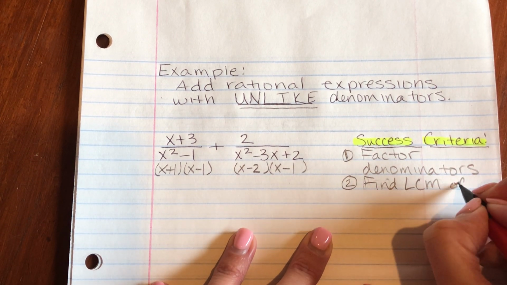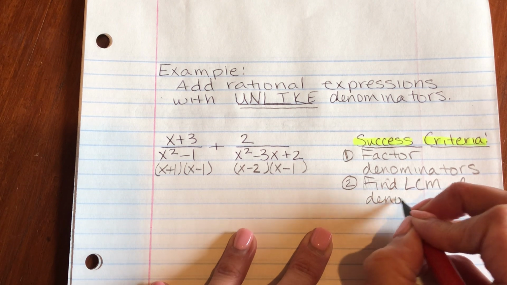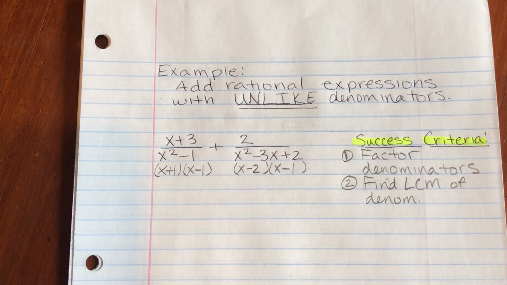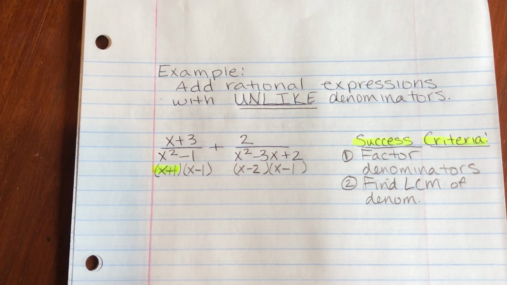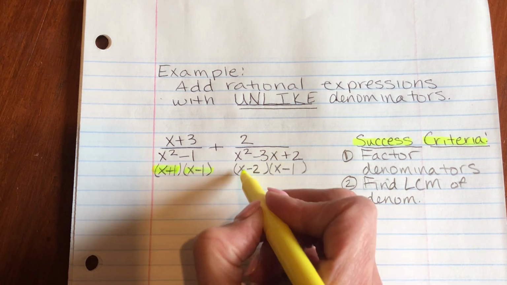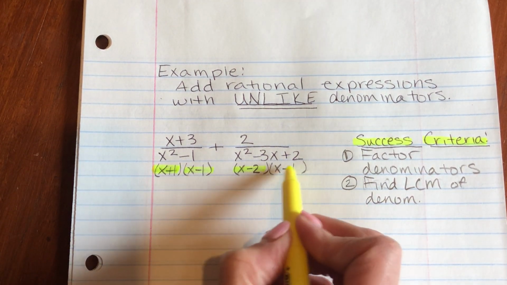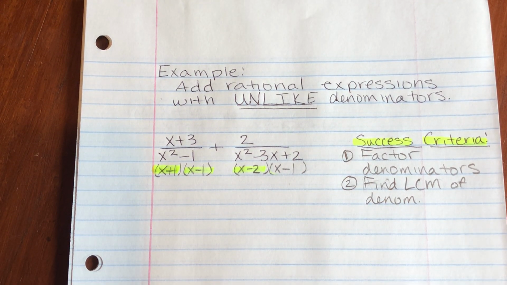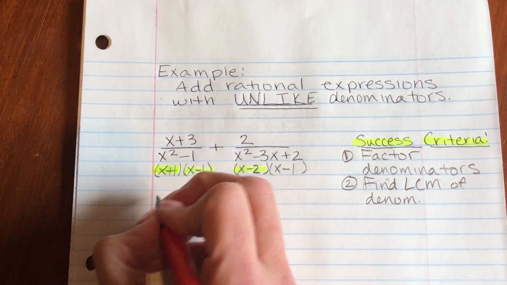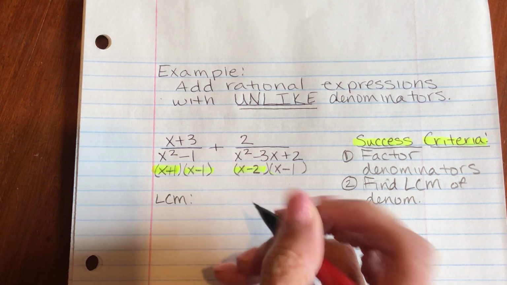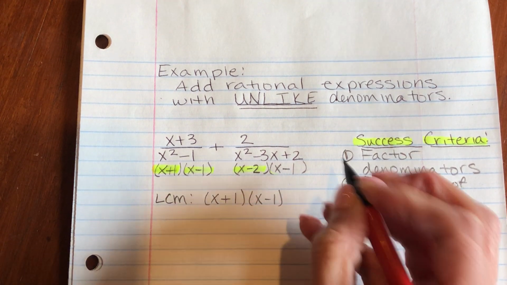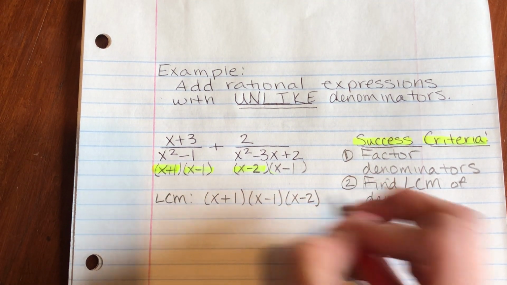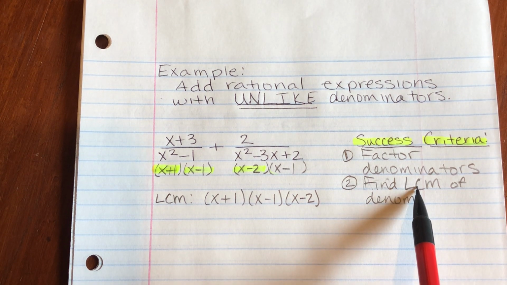Find the LCM of the denominators. All right, so let's do that. So x plus 1, x minus 1, x minus 2. That x minus 1 is a repeat, so we're not going to use that. Put it all together. The LCM is x plus 1, x minus 1, x minus 2. All right, I found my LCM.